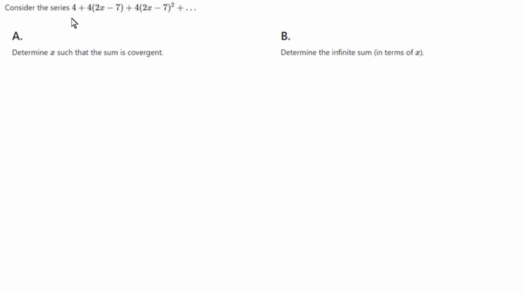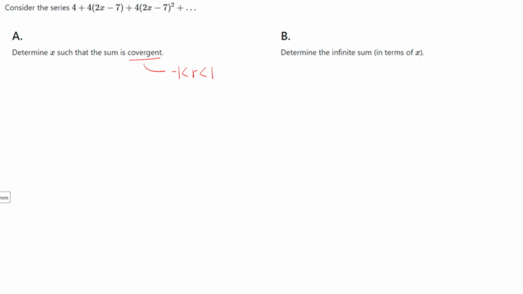Consider the following infinite geometric series. Determine x such that the sum is convergent. So in order for a geometric series to be convergent, the common ratio will have to be between -1 and +1. So r, that's our common ratio, has to be greater than -1 but less than +1.